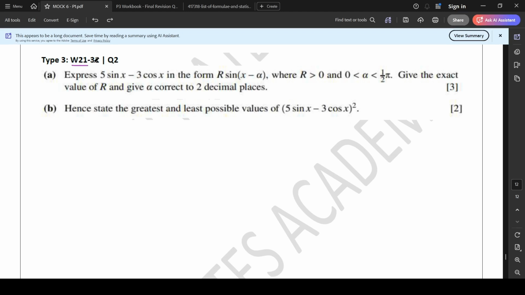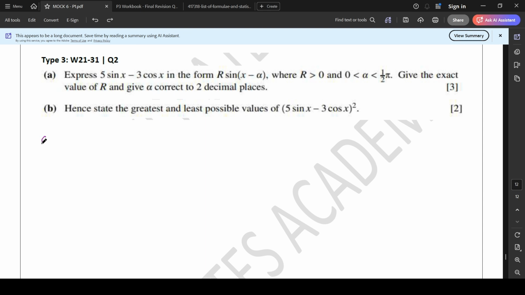So this question is taken from October-November 21, paper 3, variant 1. And this question is the second question of that paper. The first part is asking us to express a given trigonometric form into its harmonic format, where the value of r has to be positive and the value of alpha has to be in the first quadrant. We have to provide the exact value of r and then give alpha correct to 2 decimal places.